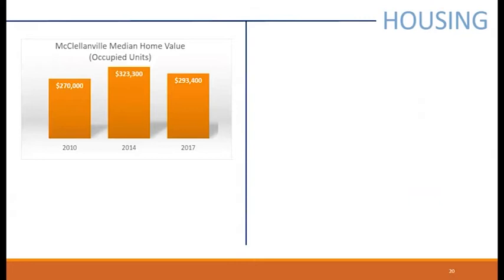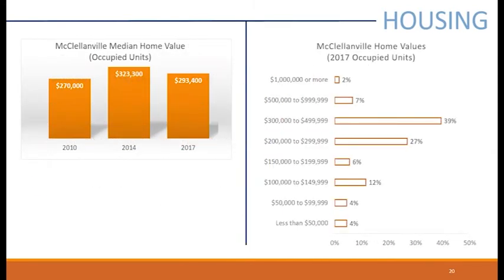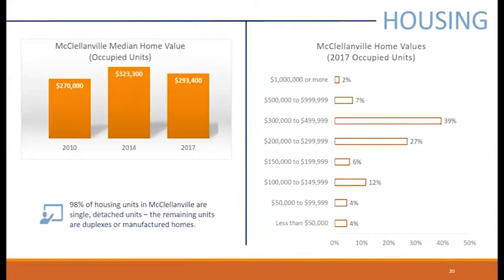Median home values have generally been increasing, though there is a notable drop from 2014's median value of $323,000 to 2017's median value of $293,000. And here we have another chart displaying the range of home values in town, most falling between $300,000 and $500,000. 98% of housing units in McClellanville are single detached units. The remaining are duplexes or manufactured homes.